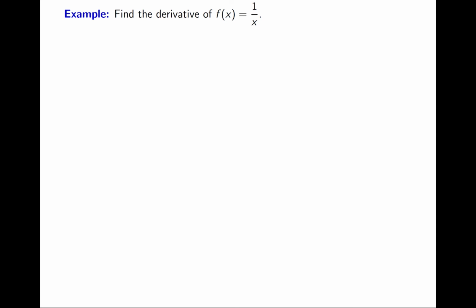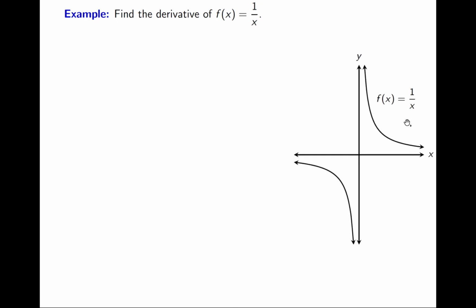Let's do another example. Let's find the derivative of f of x equals 1 over x. You're familiar with the function 1 over x. Its graph looks like this. And we want to find f prime of x. And again, f prime of x is the limit as h approaches 0 of f of x plus h minus f of x divided by h.